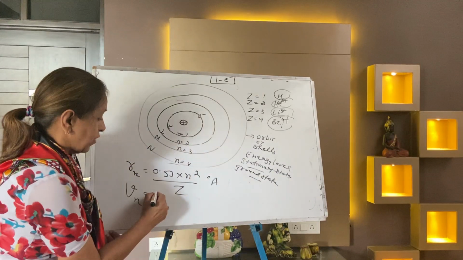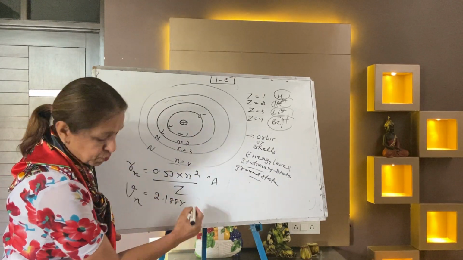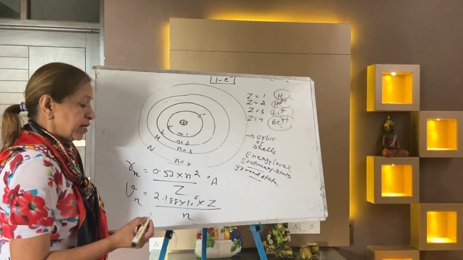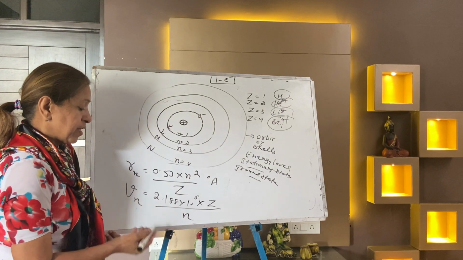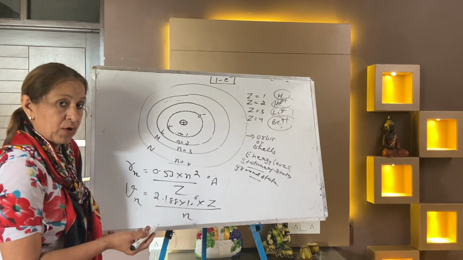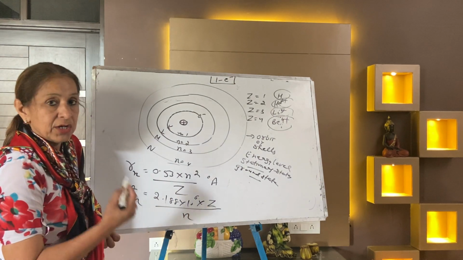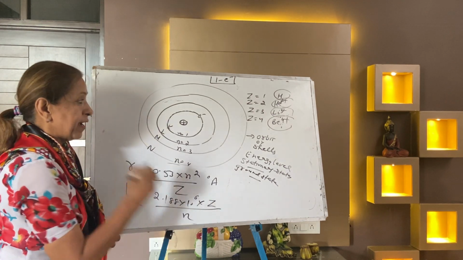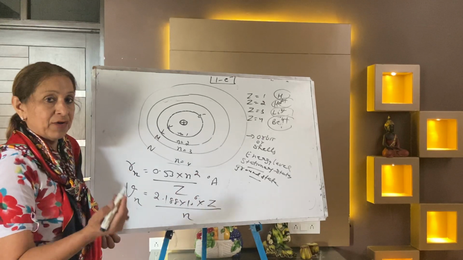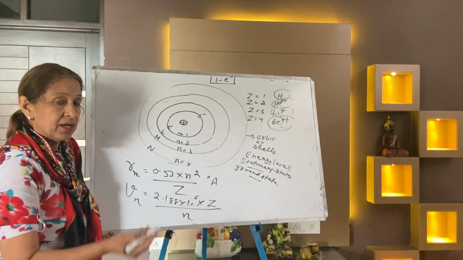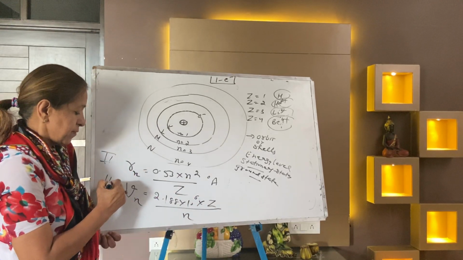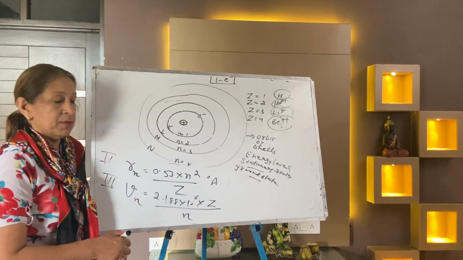It is 2.188 into 10 raised to power 6 into Z by n meter per second. So you calculate the velocity of the electron moving in any of the orbits by applying the formula 2.188 into 10 to the power 6 into Z by n. In this way you can calculate energy. Energy is minus 2.18 into 10 to the power minus 18 into Z square by n square. I have already written this is the radius and this is the velocity. We will take all these numericals in my next lecture.